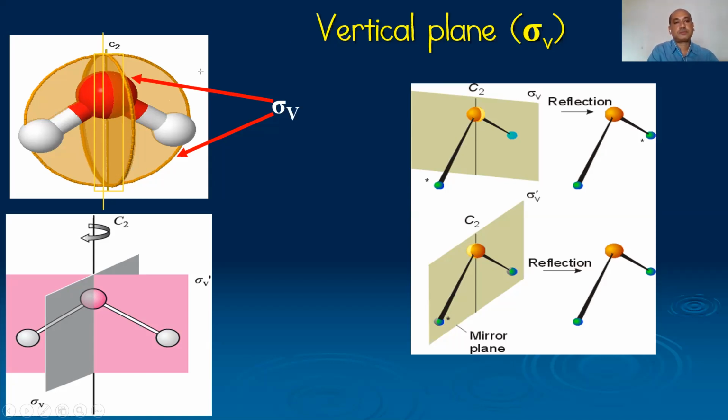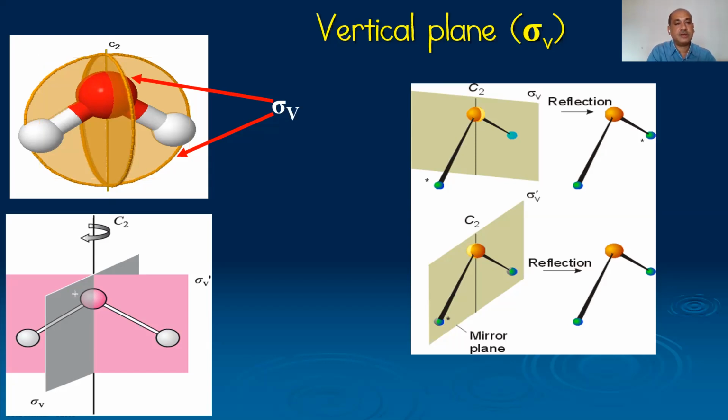Another sigma V, look at this. If I pass this plane so that all three atoms are situated in the plane, it divides the molecule into two parts in such a way that both parts are mirror images of each other. So this is also considered as sigma V. So the molecule has two types of sigma V. H2O has 2 sigma V. And this plane is also parallel to the rotation axis. Therefore, this plane is considered as sigma V.